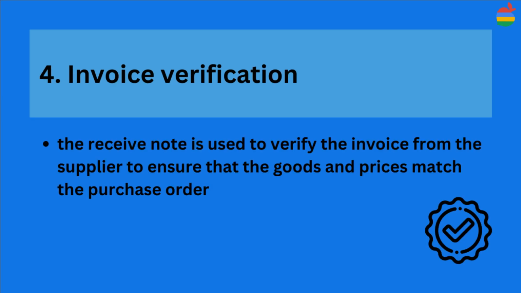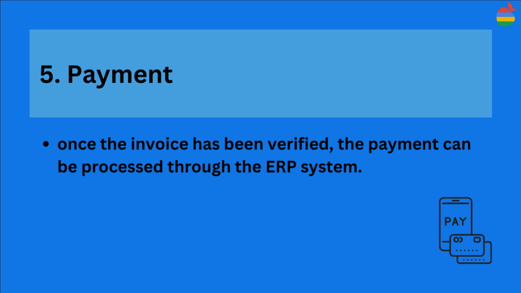The receive note is used to verify the invoice from the supplier to ensure that the goods and prices match the purchase order. Number 5, payment. Once the invoice has been verified, the payment can be processed through the ERP system.